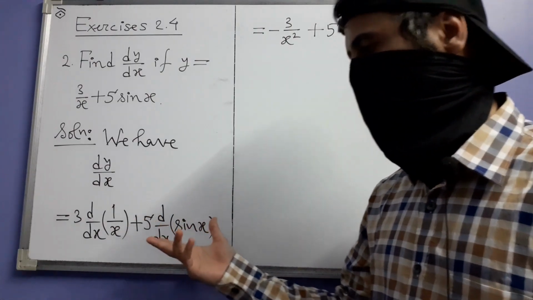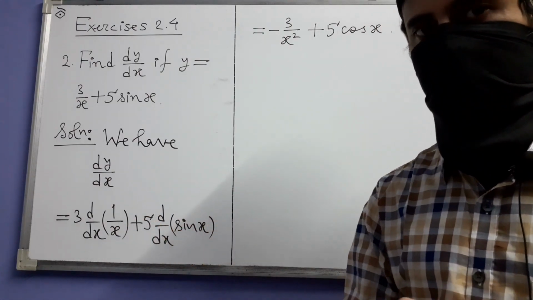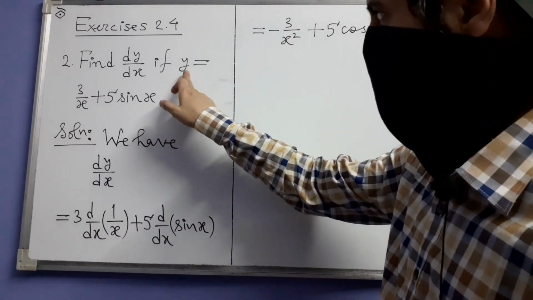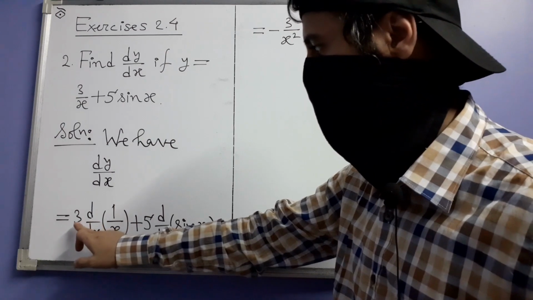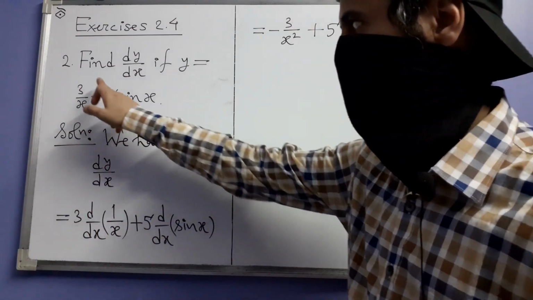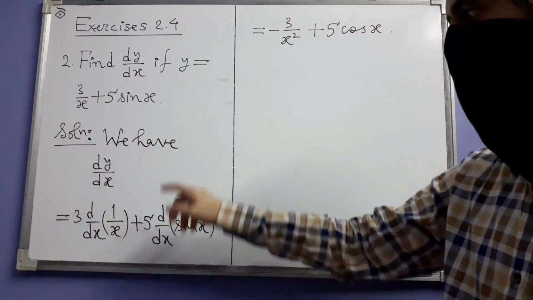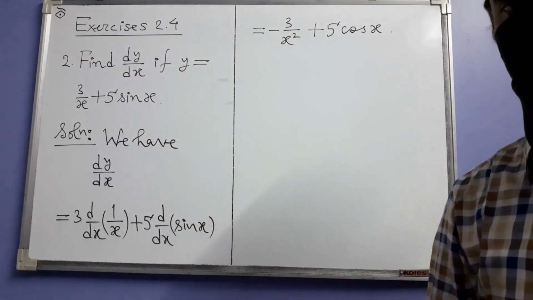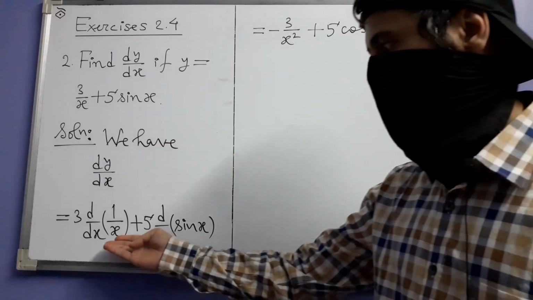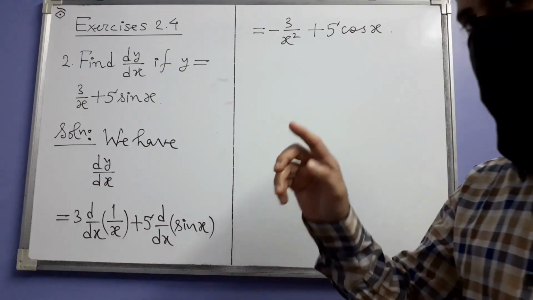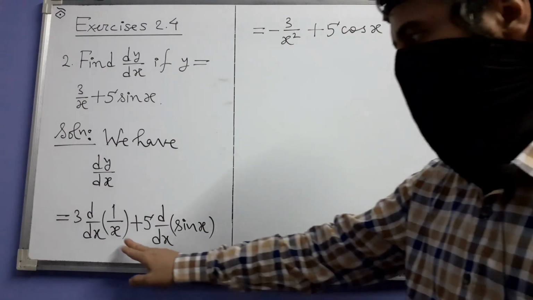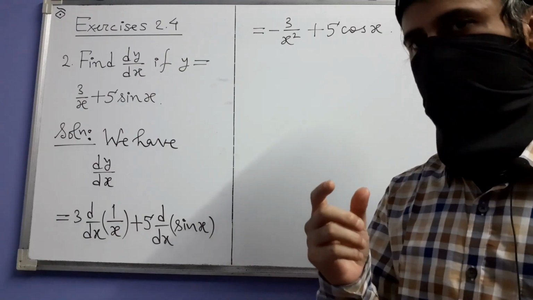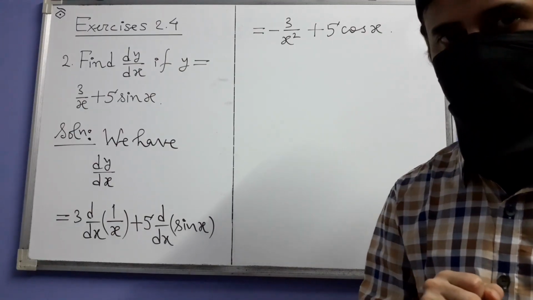By the sum rule and constant multiple rule for differentiation, the derivative of this expression with respect to x equals 3 times the derivative of 1 divided by x plus 5 times the derivative of sin x. Now we already know this. This is minus 1 divided by x square. How do we know this? We know this from the power rule for negative integer exponents.